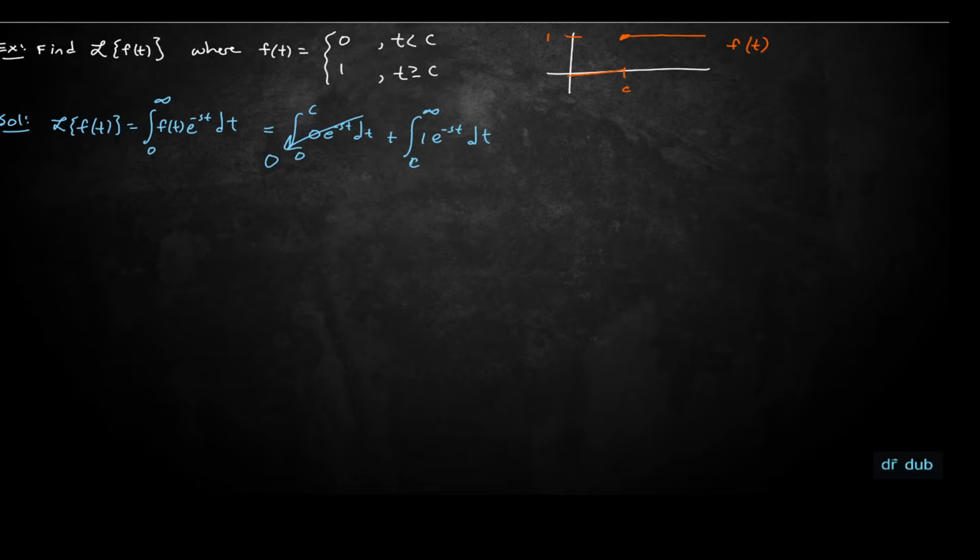So then we only worry about the integral from c to infinity, which is going to be negative 1 over s e to the negative st from c to infinity. And now I plug in those bounds, and we get negative 1 over s, 1 over e to the infinity, plus 1 over s e to the negative sc. And we know the first term is 0, so this is just going to be equal to 1 over s e to the negative sc.